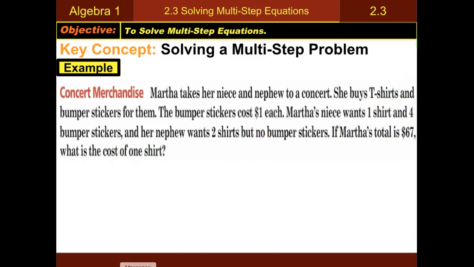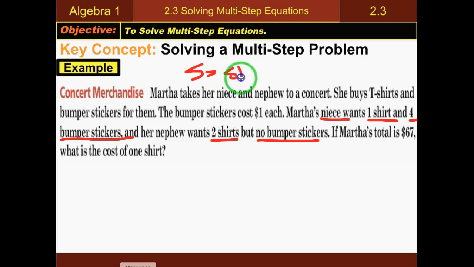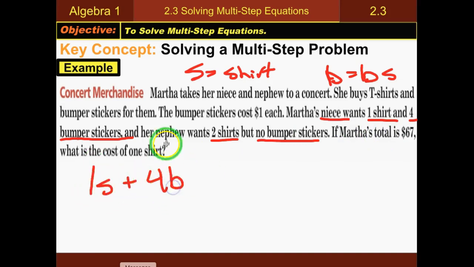So if you click the slides, they'll have some crazy stuff for you, which is nice and good. But just to break it down a little, I know Martha's niece wants 1 shirt and 4 bumper stickers, and her nephew wants 2 shirts and no bumper stickers. So if we let S equals shirt, and I'll do B equals bumper sticker. All right. So we have 1 shirt plus 4 bumper stickers, and then the nephew wants 2 shirts and 0 bumper stickers, so we don't need to write that. And I know that equals 67.